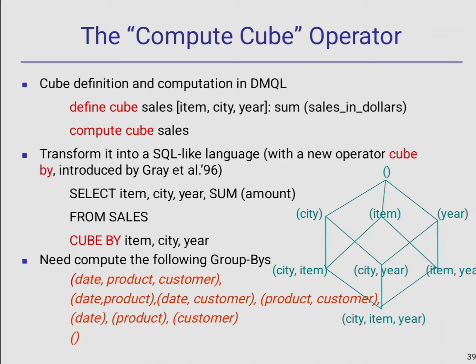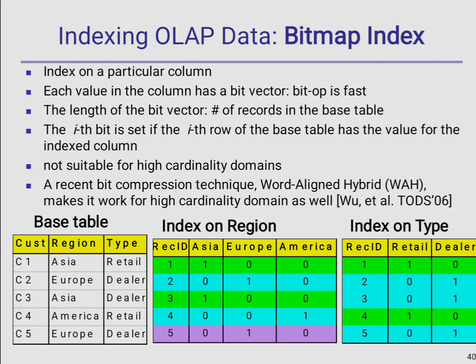Cube definition and computation in DMQL. Define cube sales [item, city, year], similar to create table. Sum of sales is an aggregate function. Compute cube sales. That is transformed into an SQL query here, and computing a cuboid is operationally a group by operation. So the compute cube operator is a group by operation.